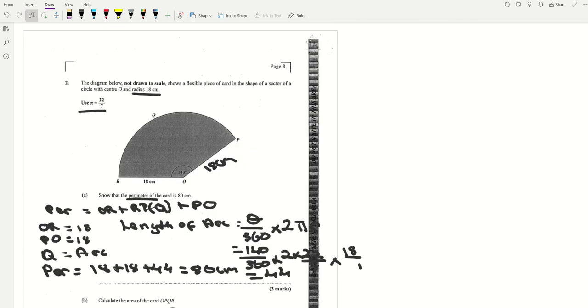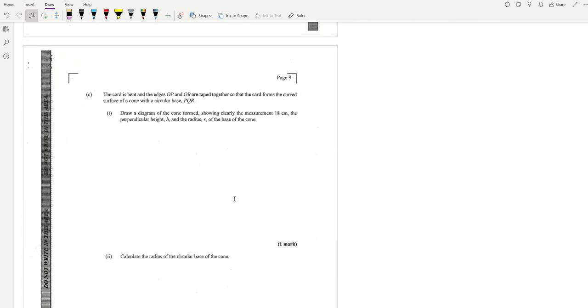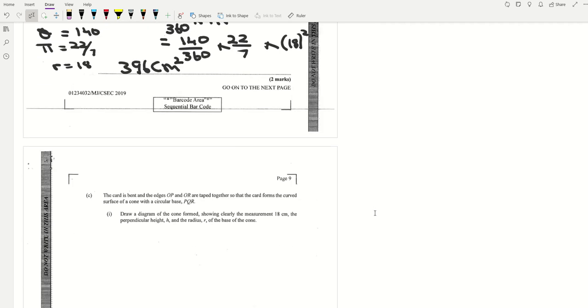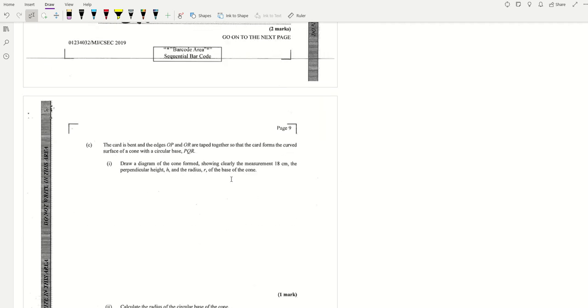Part C says the card is bent and the edges OP and OR are taped together, so the card forms the curved surface of a cone with base PQR, right? So it will create a circular base. Draw the diagram of the cone formed, showing clearly the measurements of 18 centimeters and the perpendicular height and radius of the cone.